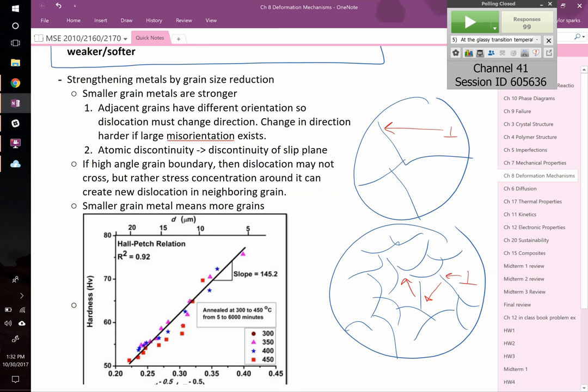Okay, any ideas? How do you go about shrinking grains in a material? How do you do that? What do you think, Rob?